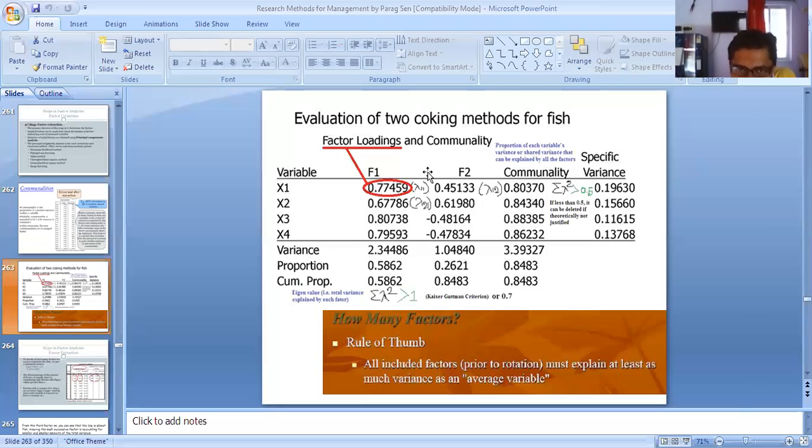If you square these loadings, suppose 0.77 squared plus 0.45 squared, you will get the communality value 0.803. Similarly, if you square and sum all those values, 0.77 squared plus 0.67 squared plus 0.8 squared plus 0.79 squared, you will get 2.34. In this way you will get these values.